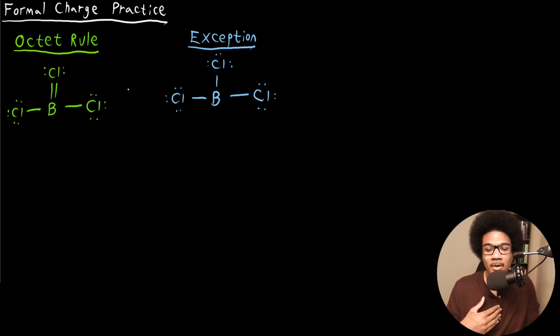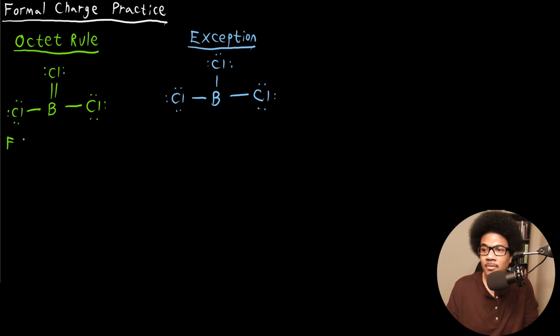When we talked about exceptions to the octet rule, one of the ones that we mentioned is incomplete octets. And I told you in that video that boron is comfortable with an incomplete octet, and I gave a little bit of a hand-wavy explanation as to why. Now that we have formal charges, I can give a little bit more teeth to that explanation of why this structure, which is an exception to the octet rule, is more stable than this structure, which follows the octet rule. So going off of these two Lewis structures, let's calculate the formal charge for each atom and determine which one would be the most stable structure.